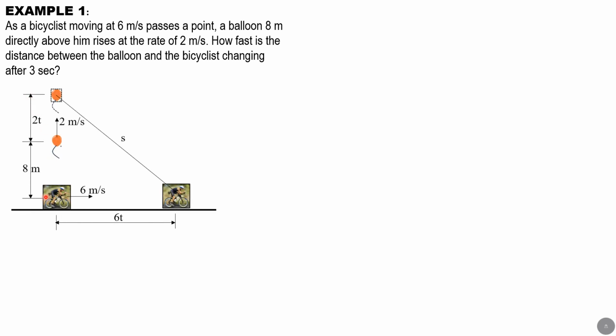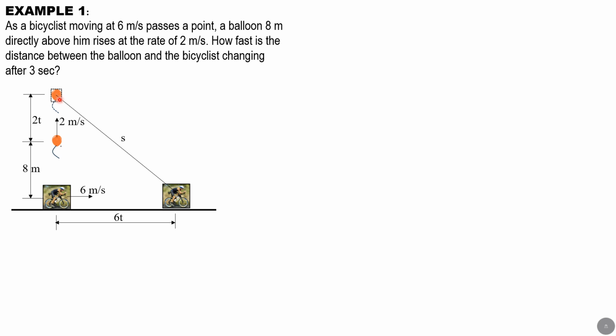So here is the situation. We have the bicyclist here moving at 6 meters per second, and as it reaches this point, a balloon overhead 8 meters above him is rising at the rate of 2 meters per second, so that after a time t, the distance risen by the balloon would be speed times time, so 2t. Likewise, the bicyclist will also have moved from this instant a distance of 6 times time, speed times time.